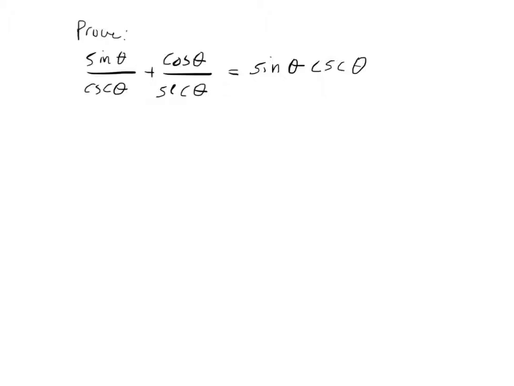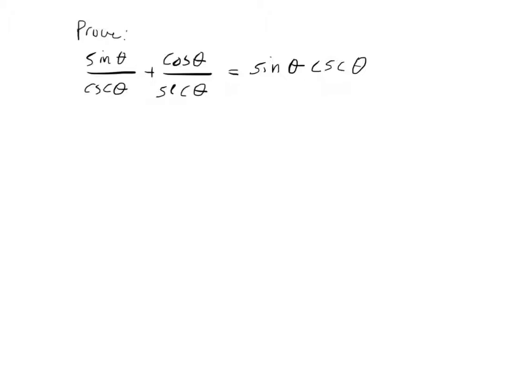So here's the last sample problem. Sine theta over cosecant plus cosine over secant equals sine theta times cosecant theta. Arguably the left side looks a little more complicated, but as complicated as this looks, it simplifies pretty simply.